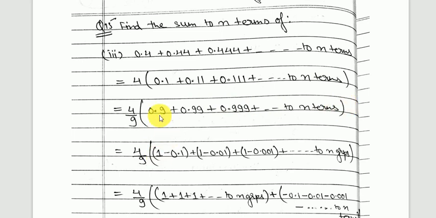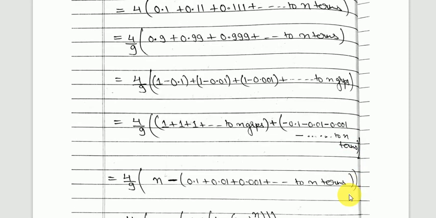Clear? Now this 0.9 can be written as 1 minus 0.1. This 0.99 can be written as 1 minus 0.01. This can be written as 1 minus 0.001 and so on. So that's how we get n groups. In the next step we will write these ones together, so we'll get n times 1, and we'll write this 0.1, 0.01, 0.001 in a separate bracket, n terms, so we get this.